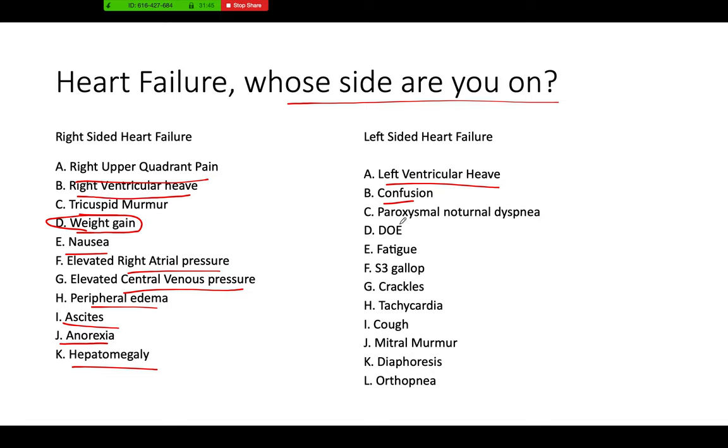Confusion, paroxysmal nocturnal dyspnea. What this means is that oftentimes these patients will get up at night suddenly short of breath. Now, why does this happen late at night? Well, think about your patient with left-sided failure. You're lying down.